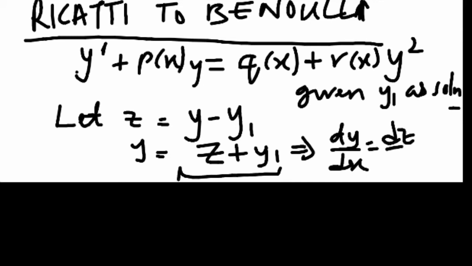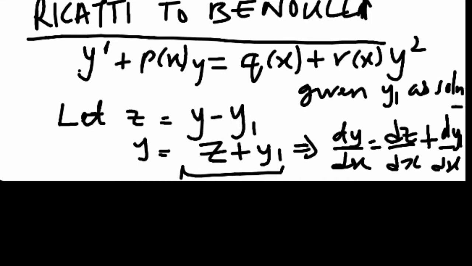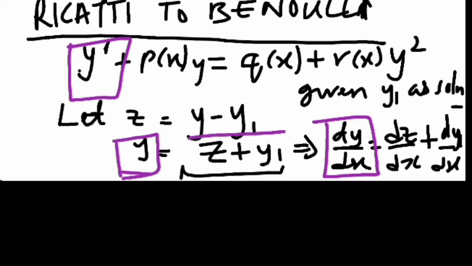This means that dy by dx, I'm differentiating this, is equal to dz by dx. I told you that z is a function of x, that's why it's not 0, plus, I know y1 is also a function of x, so dy1 by dx. This is enough. Go ahead, substitute this into your equation. Anywhere you see dy by dx, which is y prime, you substitute it into that place, and anywhere you see y, you substitute this whole thing.